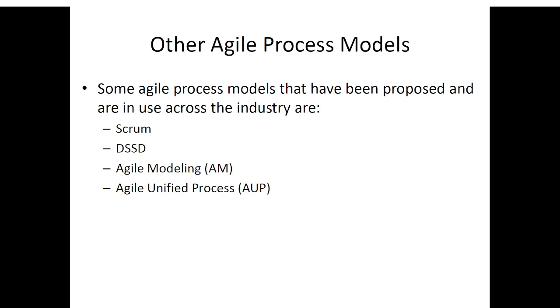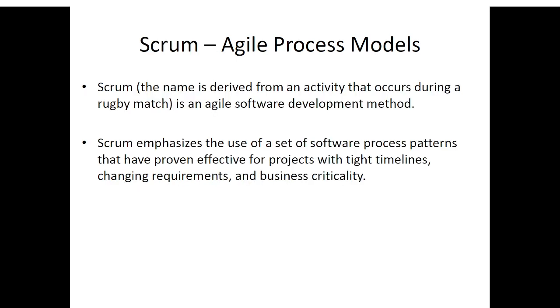Other process models besides extreme programming include Scrum, DSDM, Agile Modeling, and the Agile Unified Process, AUP. We will discuss one more model, which is called Scrum. Scrum Master is one of the certifications used today to specify whether you are really an agile developer based full stack engineer or not.